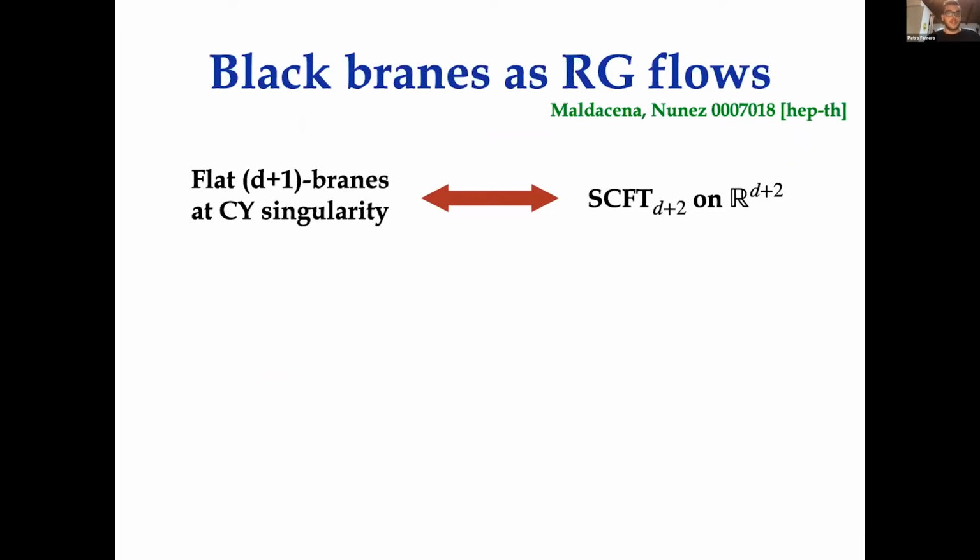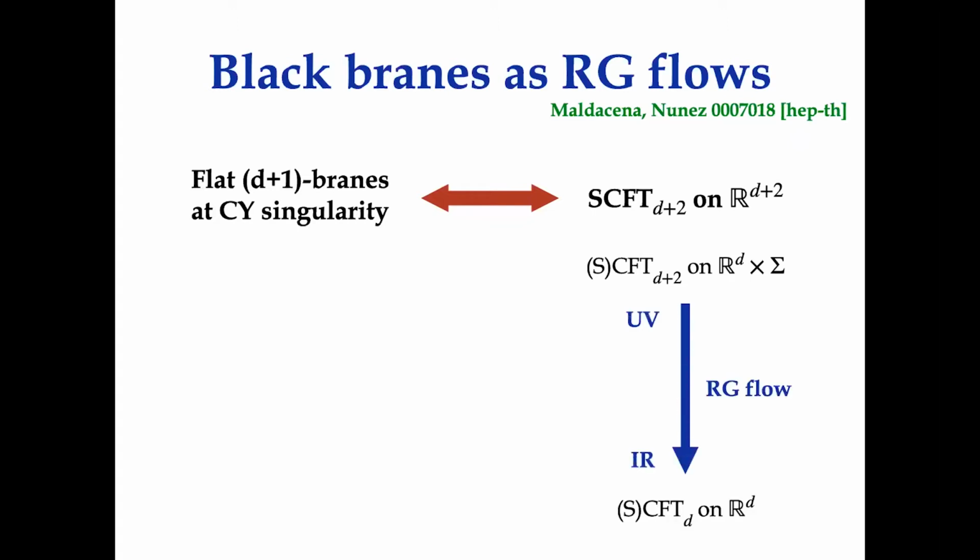Standard holography dictates that (d+1)-dimensional branes at Calabi-Yau singularities are dual to (d+2)-dimensional CFTs or SCFTs. And following this seminal paper by Maldacena and Nunez, we can put these field theories on a space which looks like R^(d-2) times a compact two-dimensional space Σ. If we follow the RG flow to the infrared, we effectively compactify this theory, and we get a CFT or an SCFT in d dimensions.